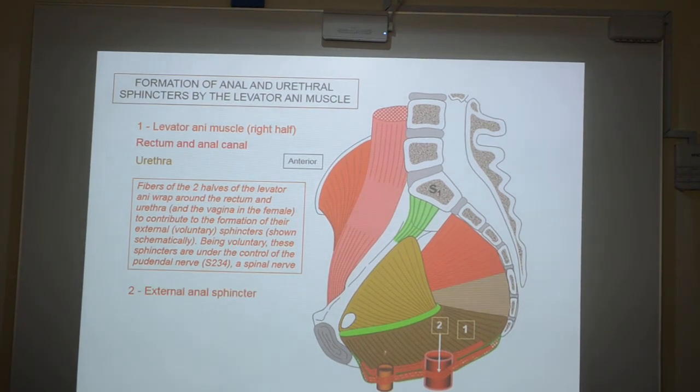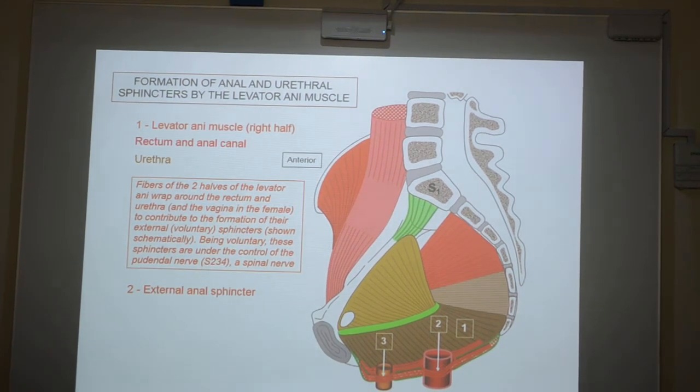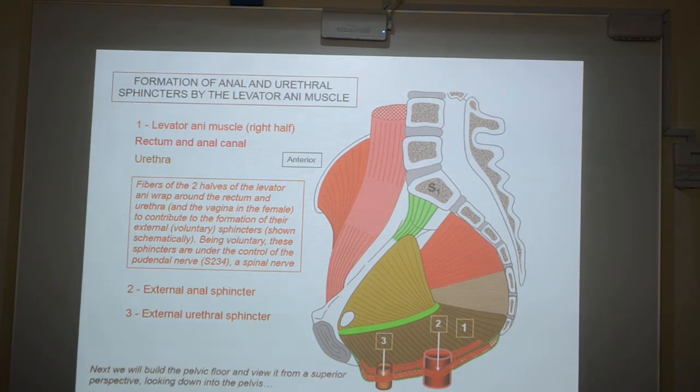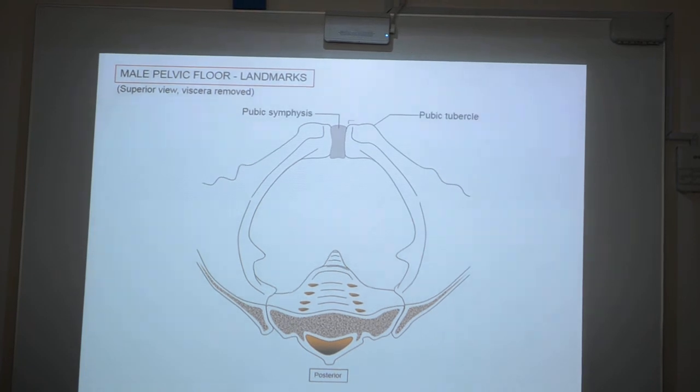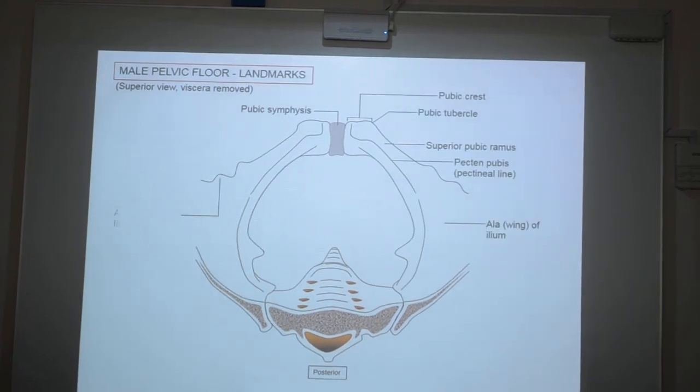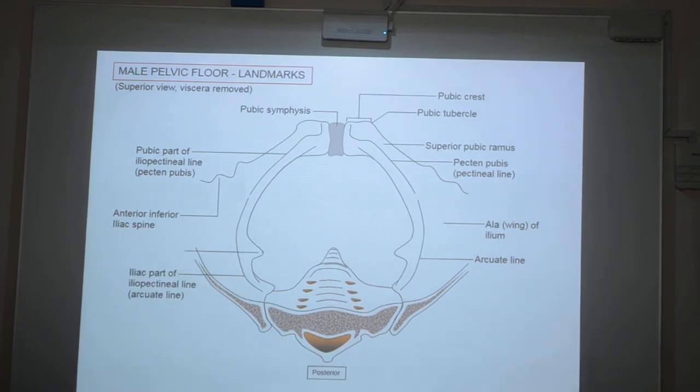So this is the rectum, and the one which surrounds the rectum we call the external anal sphincter, and the one which surrounds the urethra we call the external urethral sphincter. Am I right here? Yes. Are these parts of the levator ani or are they their own muscle? No, they are part of it. Now going further, we are looking from the top, a superior view of a male pelvis. We know it. I don't want to go into these details. So far we are good at this part.